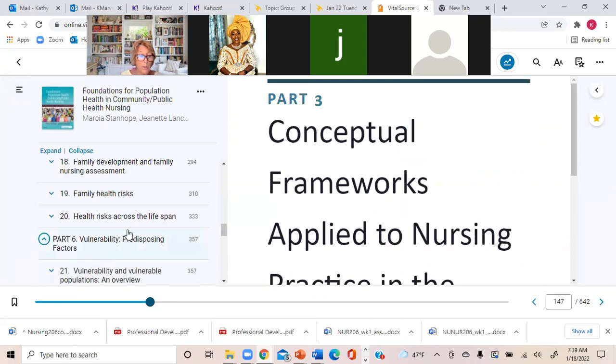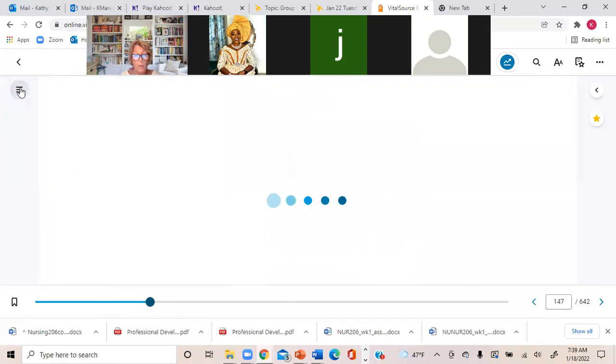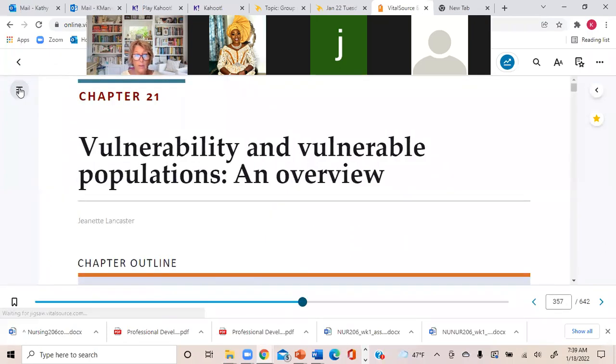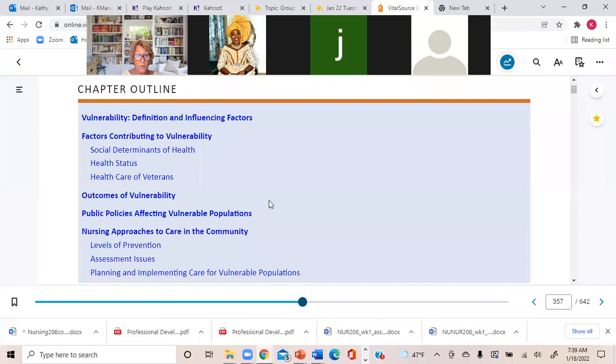Okay, chapter 21, vulnerability and vulnerable populations. This is heavily represented on the exam, on all the exams, because that's what we talk about pretty much all term: public health, vulnerability in the community, and who the vulnerable populations are. Okay, so 21.